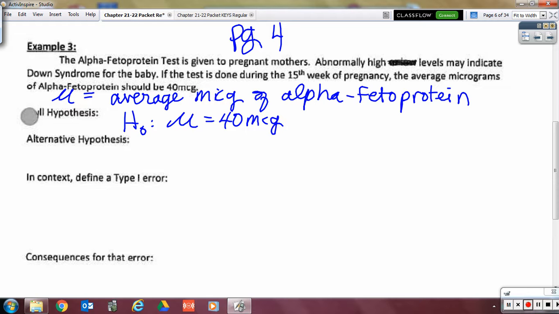Now, in context, what is that really saying about the baby if during the 15th week the average shown is 40 micrograms? What about the baby? The baby is okay and doesn't have Down syndrome. This is important. I want you to do this when you do your assignment because this will very much help you when you do these other problems. So when you're doing these, put in context what this means. So the baby is okay, no Down syndrome.